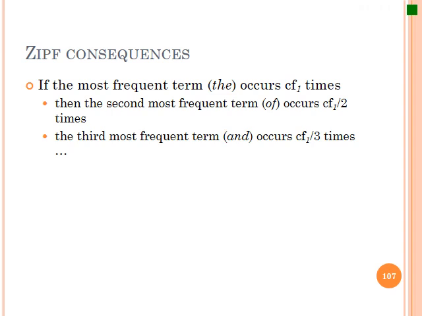So in other words, if the most frequent term happens cf_1 times, because it's the number one most frequent term, then the second most frequent term occurs cf_1 divided by 2 times. The third one occurs cf_1 over 3 times, and so on.